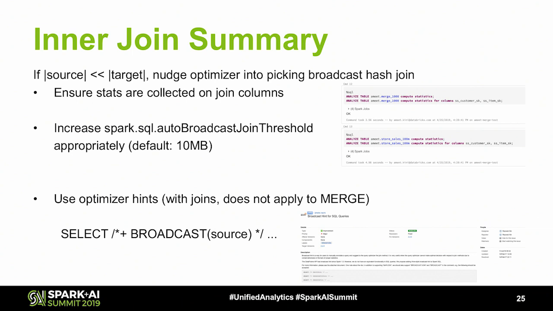The third way is using optimizer hints. There's this broadcast hint that we introduced not too long ago. Unfortunately, the current version of merge does not use the hints. But I just wanted to put it out there because there is a general way to hint an optimizer to use a join algorithm, and it's the least disruptive way because you no longer have to collect stats on the columns or change a potentially global Spark conf parameter. You just hint the exact query you want to affect, and have it take effect.